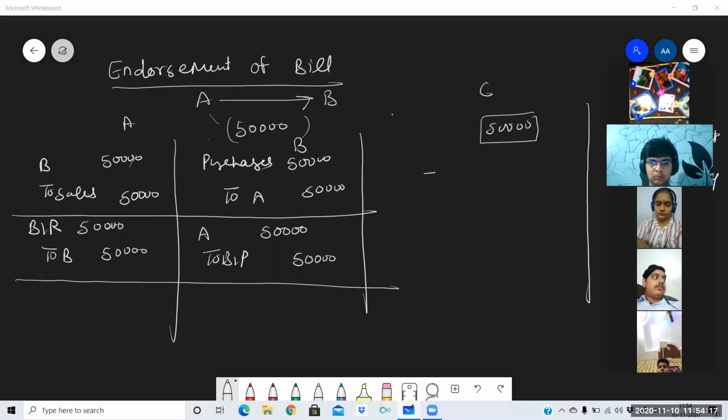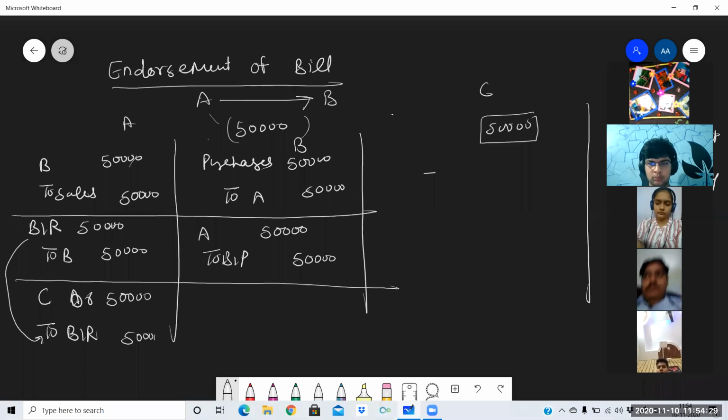So the entry will be: liability decreased, so debited; asset decrease, so credited to BR, and the amount will remain the same. Okay, there is no entry at the time of endorsement of the bill in the books of B.